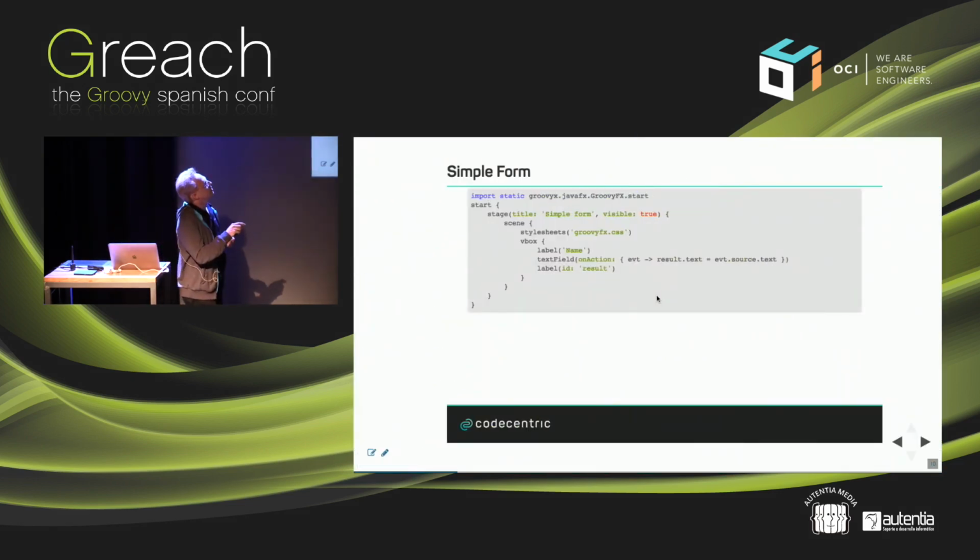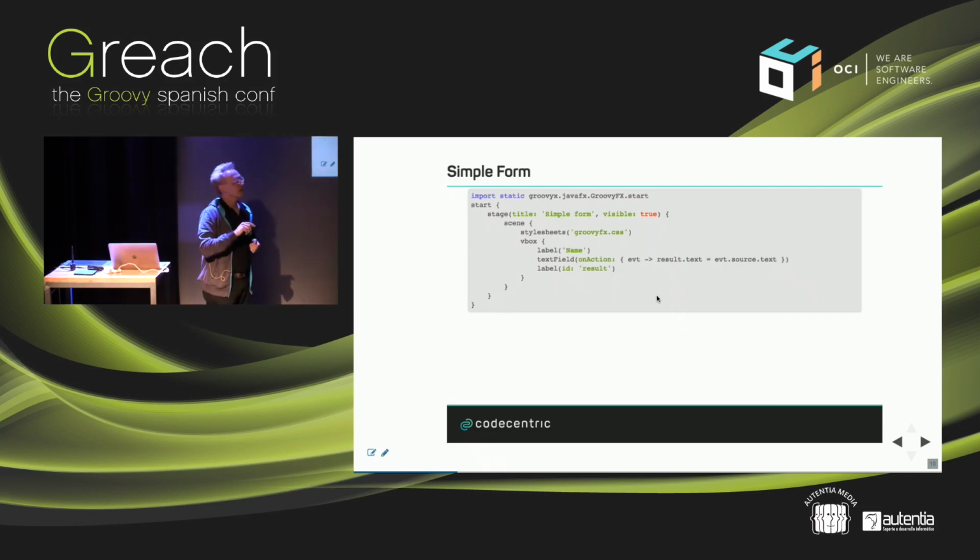Okay, we again have our stage and our scene. This is the same that we had. Style sheet as well. And in there we have a VBox. A VBox is a vertical layouting box. So VBox is like a layout manager in Swing. It just takes all the elements that are the content and puts them in vertical one below the other.